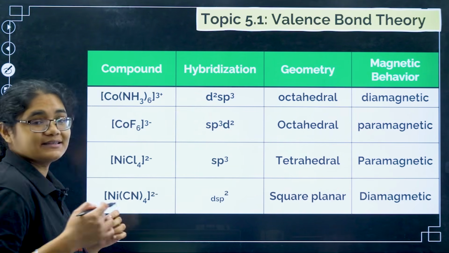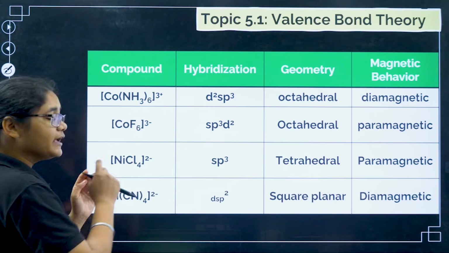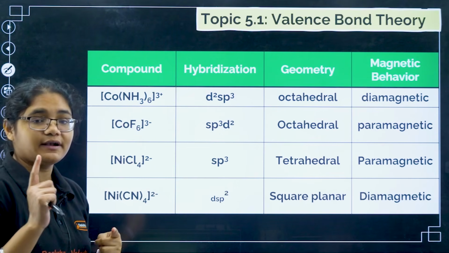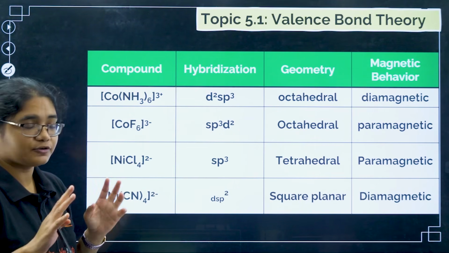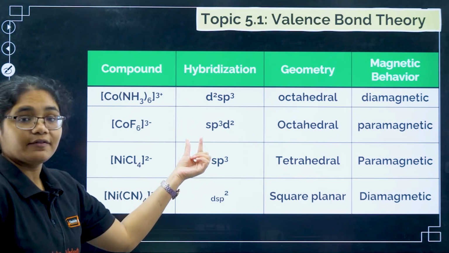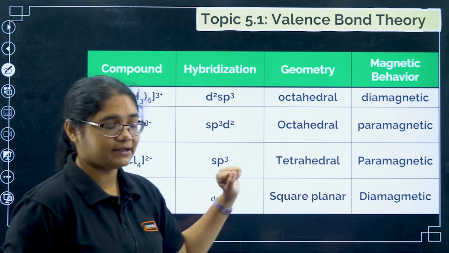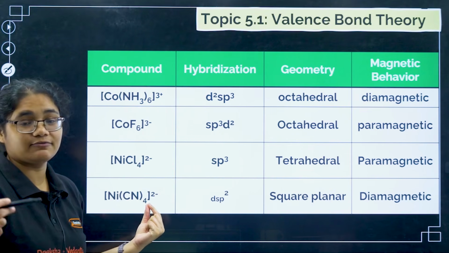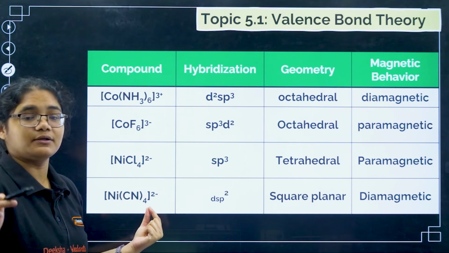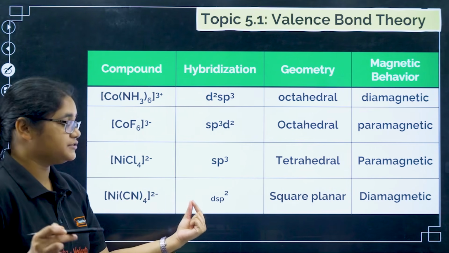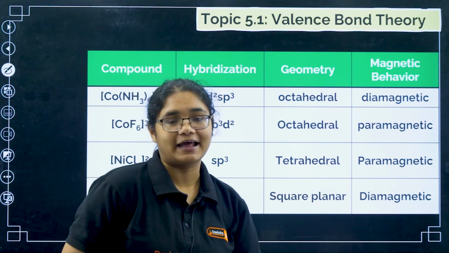Now coming to [NiCl4]2-, here the coordination number is 4, so either it will be sp3 or dsp2. You have to remember here it is sp3, tetrahedral geometry with paramagnetic nature. Then you have [Ni(CN)4]2-, here the coordination number is 4, the hybridization is dsp2, square planar and diamagnetic.